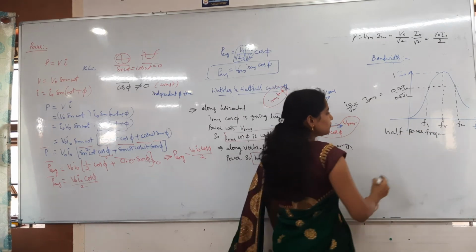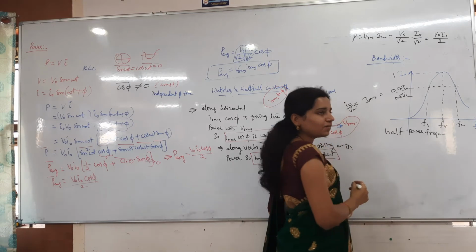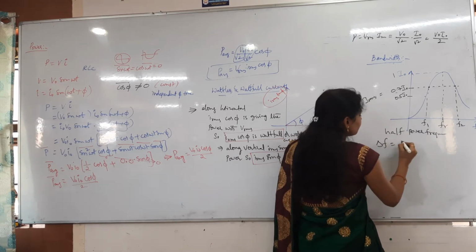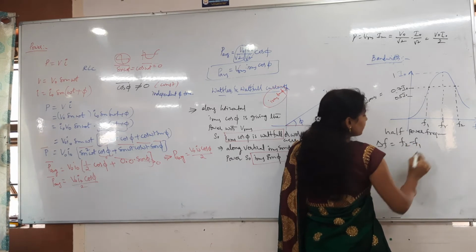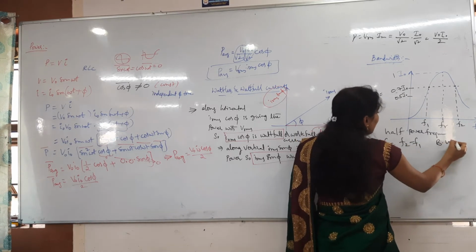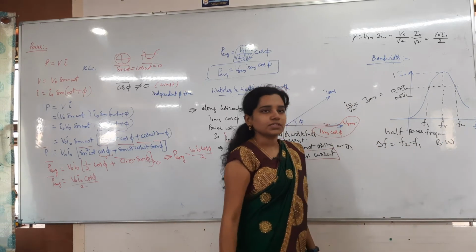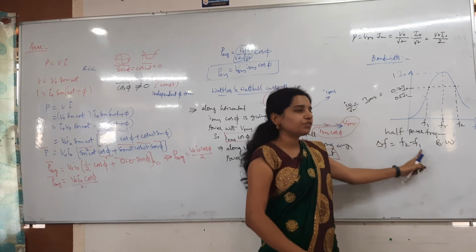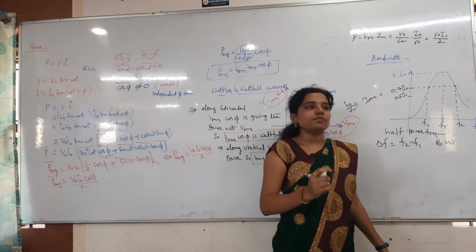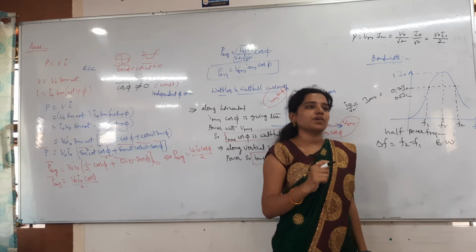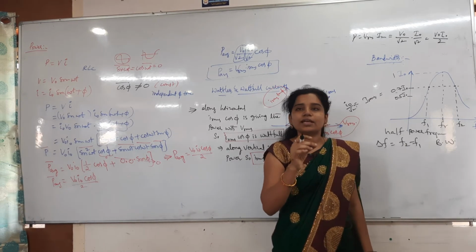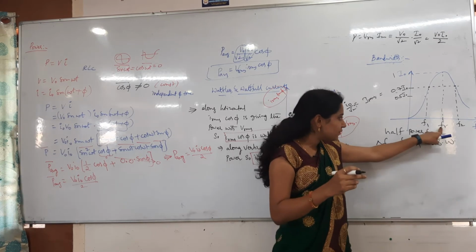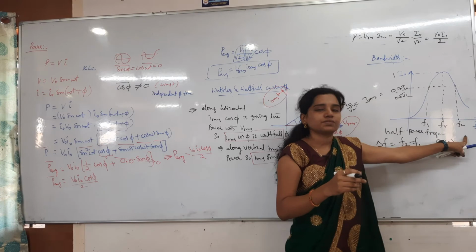So only these frequencies are known as half power frequencies, and the difference between them, the delta F, that is F2 minus F1, is known as the bandwidth frequency. Just the difference is known as the bandwidth. This is the bandwidth frequency, that is F2 minus F1. The Q factor formula, one more formula I said: the Q factor is FR by delta F. FR is nothing but what? Resonance frequency divided by the difference of these frequencies.